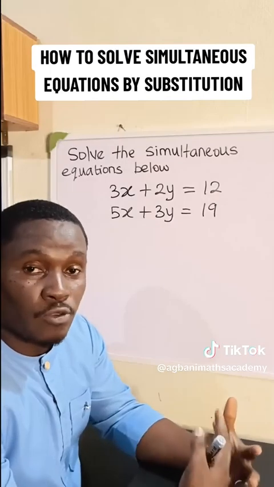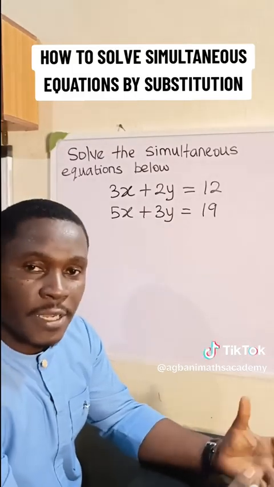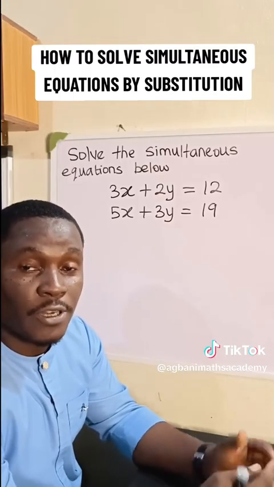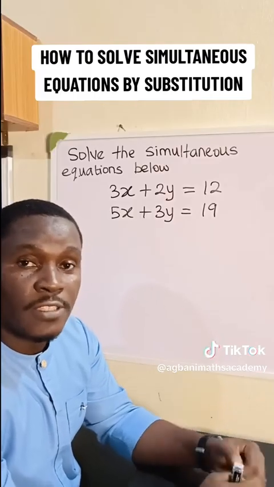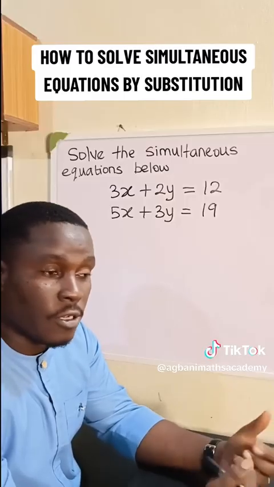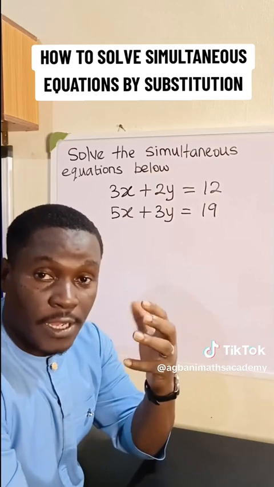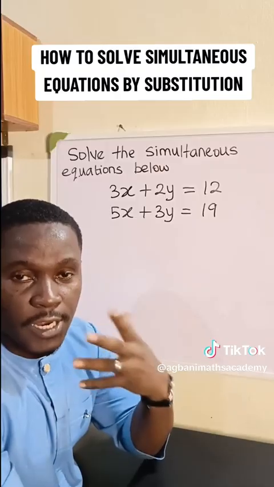Simultaneous equations are two or more equations containing two or more variables that we are expected to solve together. There are different methods of solving simultaneous equations, but in this lesson, I'm going to be using the substitution method. When solving simultaneous equations using the substitution method, you make one of the two variables the subject of the formula in one equation, and then you substitute into the other equation. Let's see how it's done.